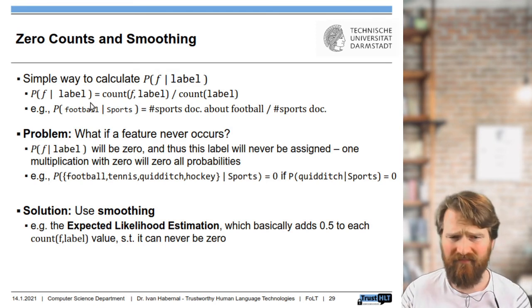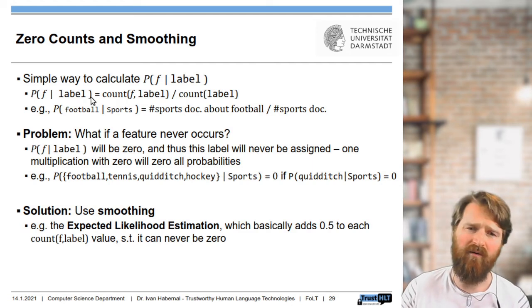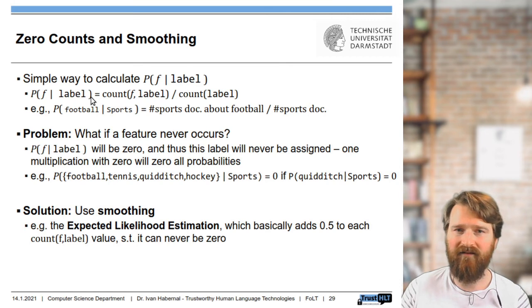So maybe you want to avoid it somehow. And what we typically implement is, for each of the features or each of these counts, we just add 1 or 0.5 to each occurrence. So even if the feature was never seen in the training data in combination with the label, we would add 1 to make sure that we will never multiply by 0. We will never get 0 probability.